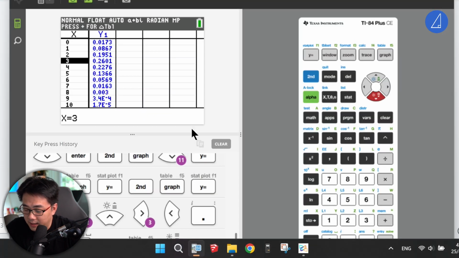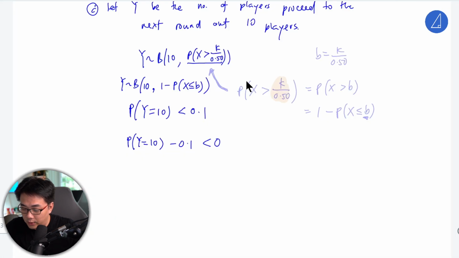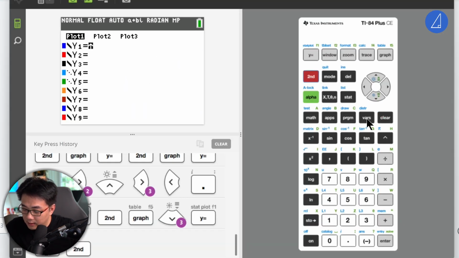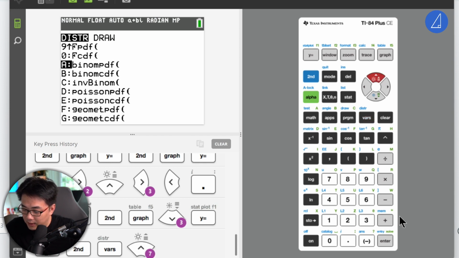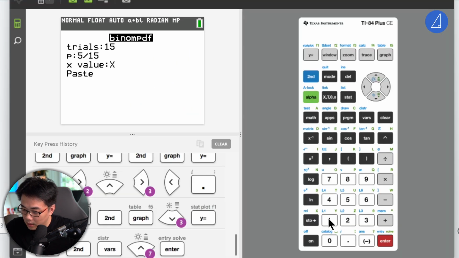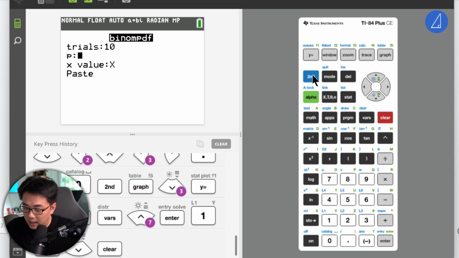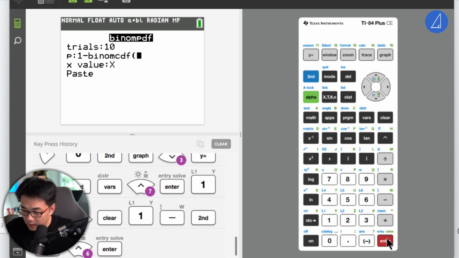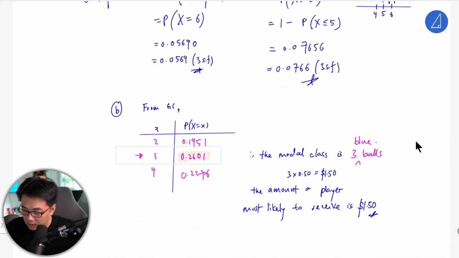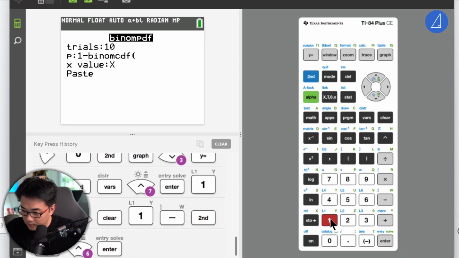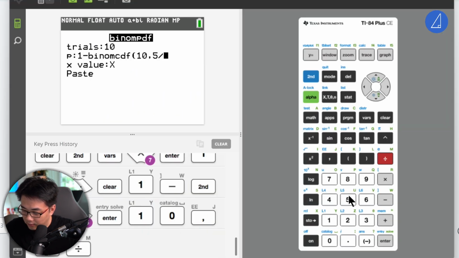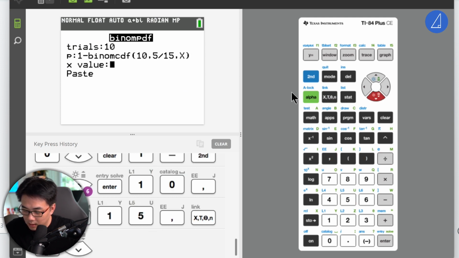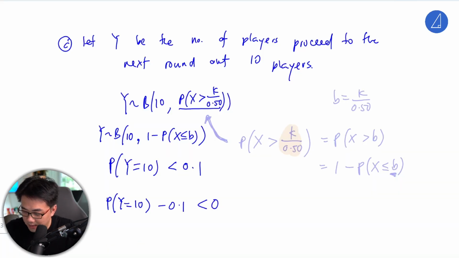Okay, now this one is slightly confusing if you are not sure what you're doing. P(Y = 10) is a PDF, so second distribution, I'm going to use binomial PDF, then after which the trial is actually 10. Okay, now the p value here is the tricky one. It's actually under 1 minus, this is the p value, CDF, second distribution, binomial CDF. And in this case here, x is 10 balls, is it? 10, yeah, there you go. 10, comma. You have to know the syntax, which is 5 out of 15, then comma x. Okay, then this will be the value of 10. After which I minus off 0.1.